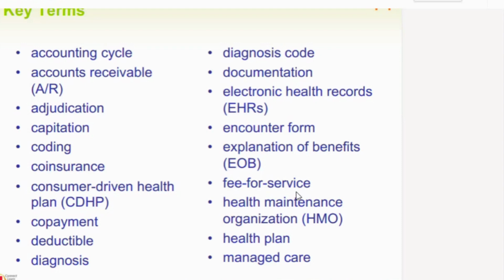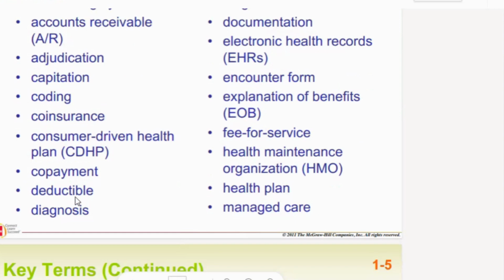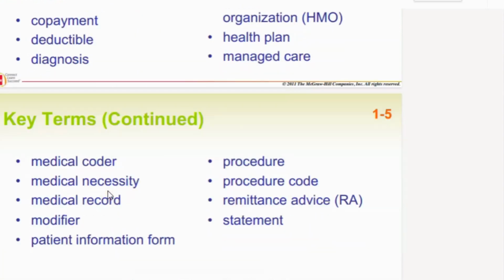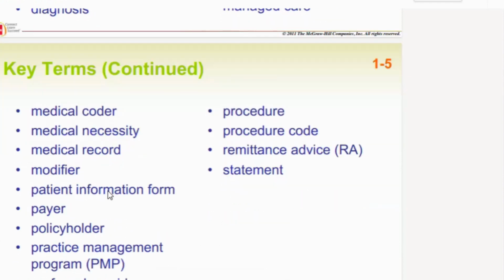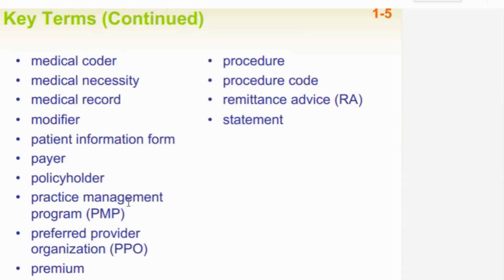Okay, so deductible, copayment, diagnosis. I put a little deductible cheat sheet on here so you guys can figure out how to do a deductible. We go over that too. Medical code or medical records. Take heed to this. Some of you who have not done medical billing before, make sure you take heed to this. Remittance advice.